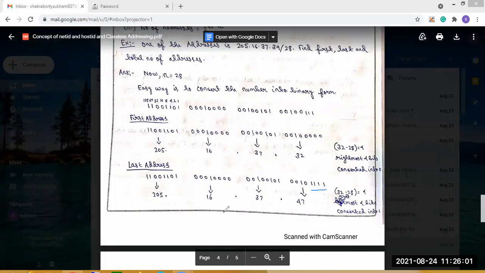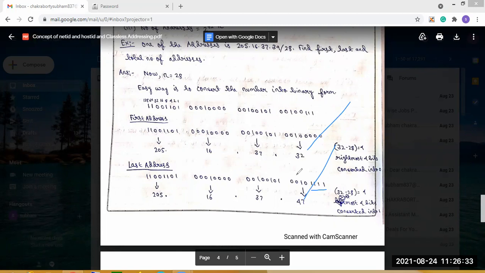Now if we again convert it into decimal form, then it will look like 205.16.37.47, because if we convert it, then it will be 47. So in the block, the first address is this and the last address is this. We already found it.